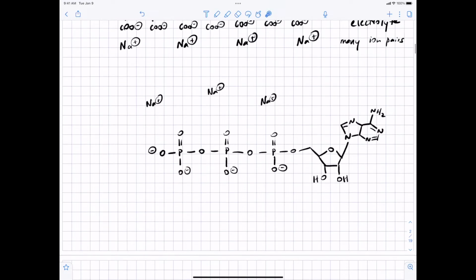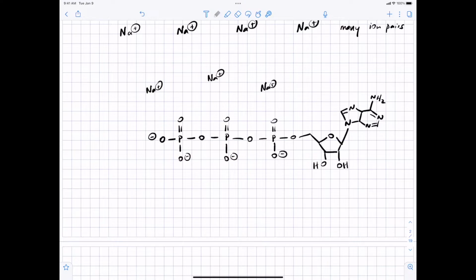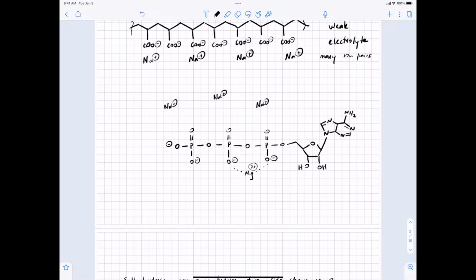Similar to polyacrylate, you have a bunch of negative charges in proximity, and it's thought that magnesium often acts as a chelator, often ion pairs with these phosphate groups. You will sometimes see people draw that explicitly in biochemical textbooks. Other times you just assume it's present. But if you see a molecule of ATP, likely there's magnesium going along with it to help neutralize the charges.